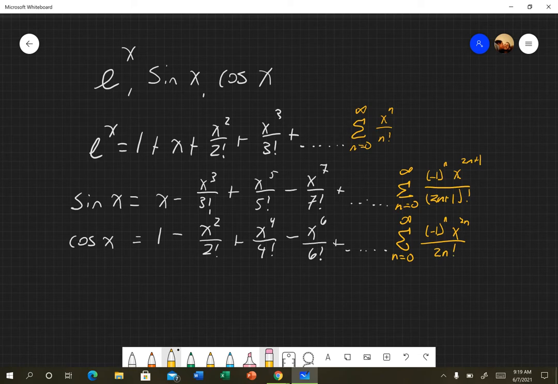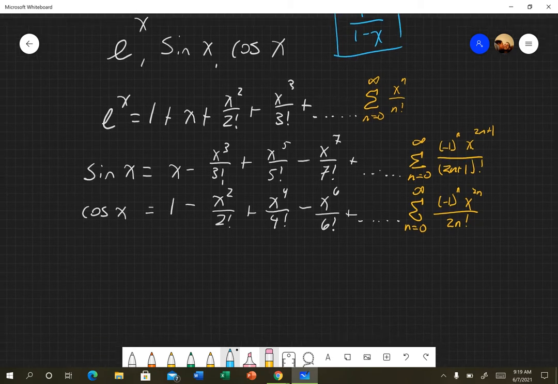Now, there's one that we haven't talked about, and I mentioned it briefly, and that one is 1 over 1 minus x. So I want to take a couple minutes and go over this one with you real quick. 1 over 1 minus x is another Maclaurin series that you should know and be aware of. And so we're going to discover this one real quick.